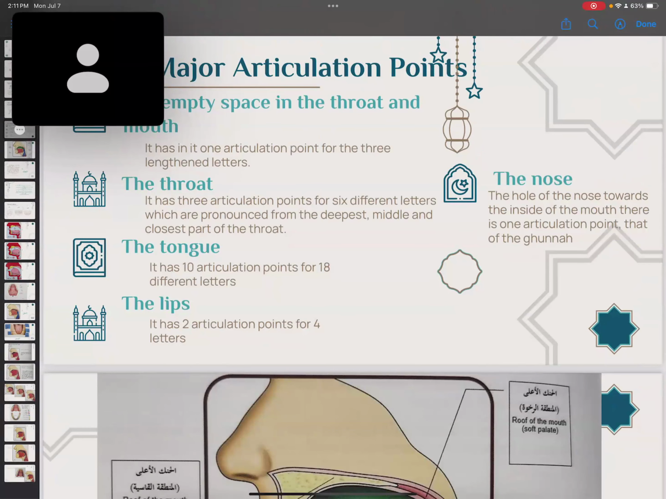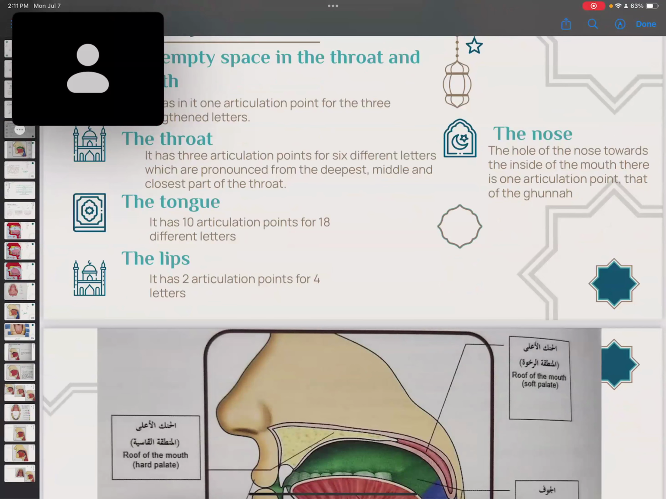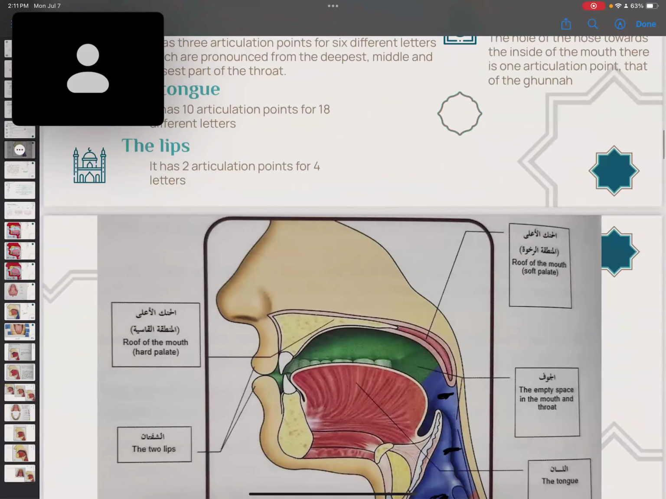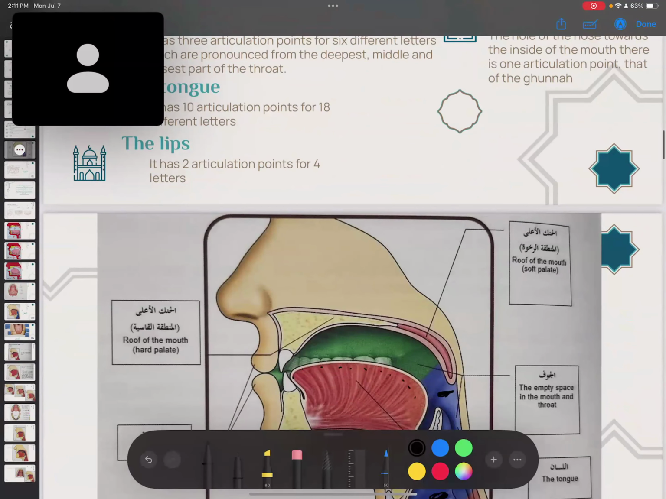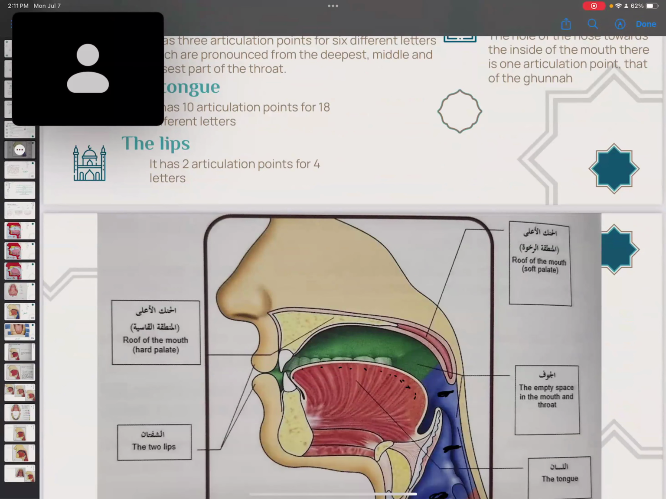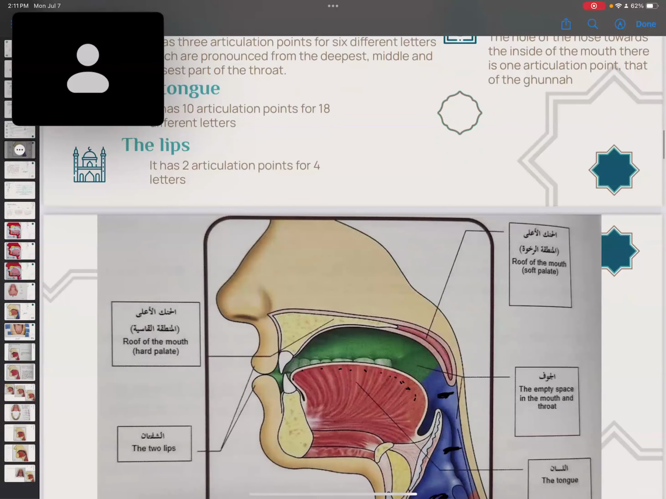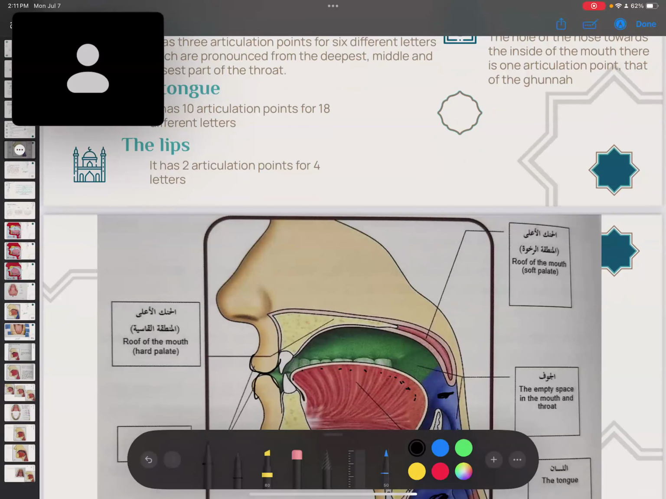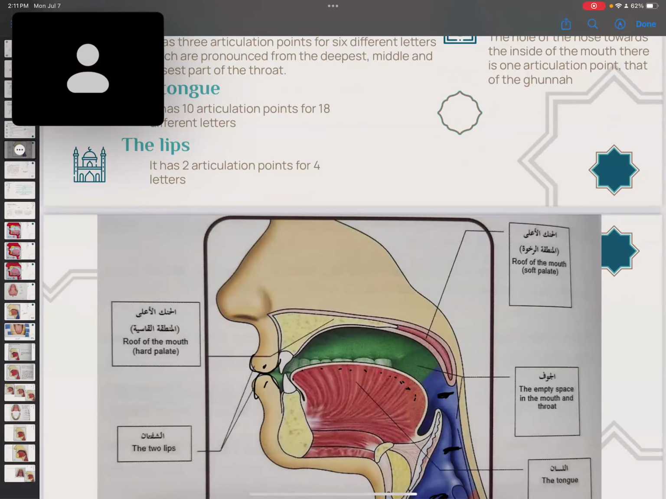And then the tongue, or the lisan, has 10 articulation points for 18 different letters. There are going to be 10 different points here on the lisan that correspond to 18 different huruf. And then the lips have 2 articulation points for 4 letters. These are the lips here, and there are 2 articulation points for arba huruf, 4 different huruf.